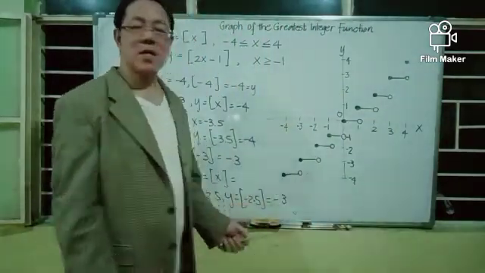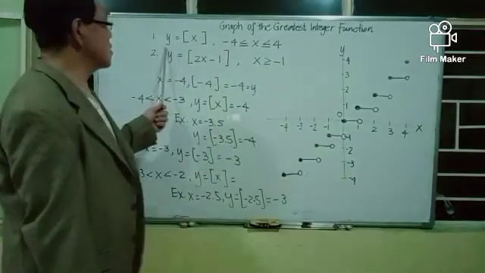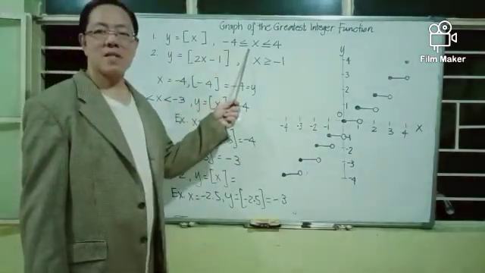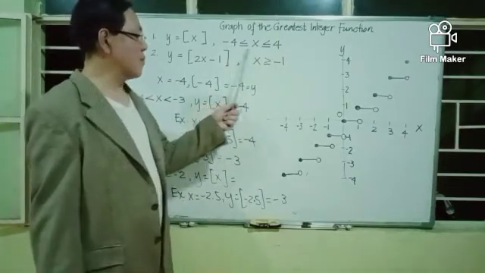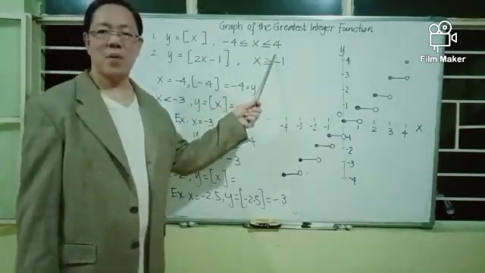And this completes the graph of the greatest integer function for values of x from -4 to +4, including -4 and +4.